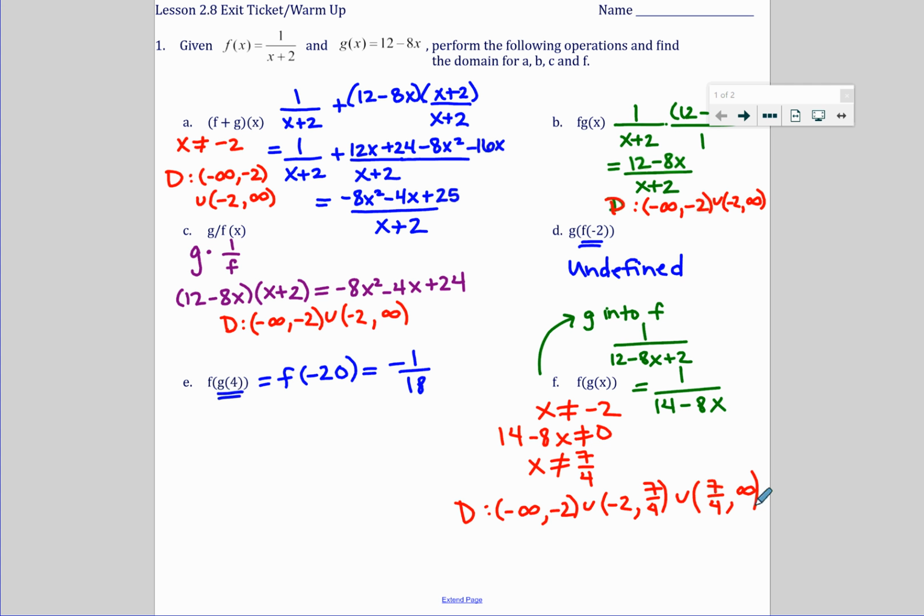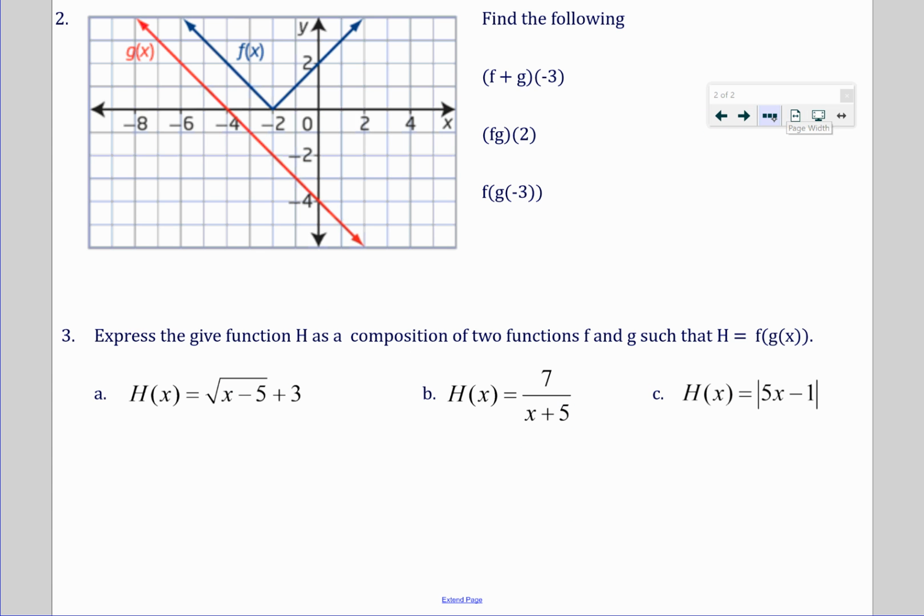Okay, so a little review of our composition, combining, everything's kind of put together here, all of our domains. Any questions on any of those ones? Nada? No? Okay. The ones on the bottom should have been a little bit faster.